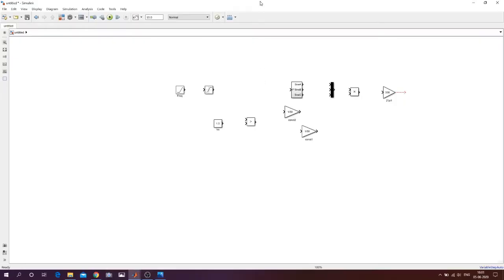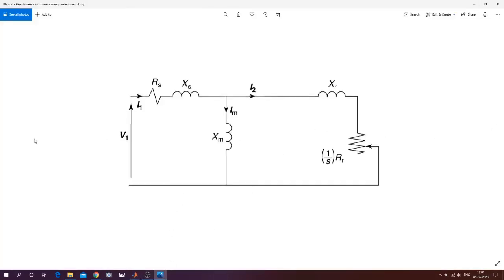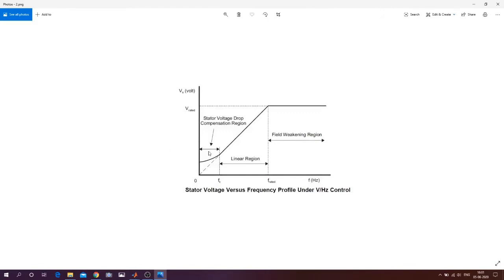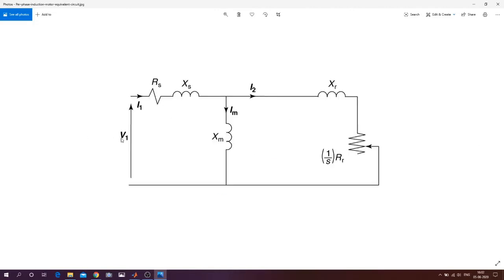So in the next part, from the figure you can see that for V by F there is some voltage, stator voltage drop or stator voltage compensation. Why is this voltage compensation required? This voltage compensation is required because when you are feeding power from this part, there will be a voltage drop over here.